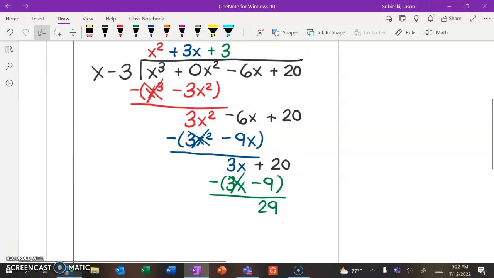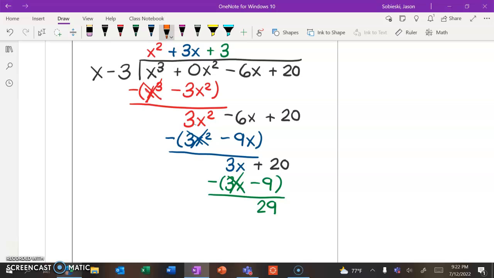And I guess I'll go with orange for this. So if we took this quotient, our answer would be x squared plus 3x plus 3, which came right from the problem that we just calculated. The only thing is we do have a remainder, so we have a remainder of 29. So the way that we write that is by saying 29 over the divisor, x minus 3. And that would all be your final answer to this polynomial long division problem.